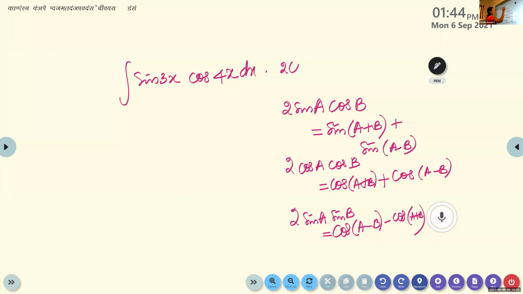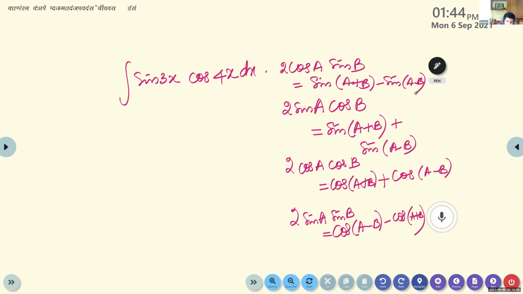What is 2 cos A sin B? Achut, what is 2 cos A sin B? Sin A plus B minus sin A minus B.